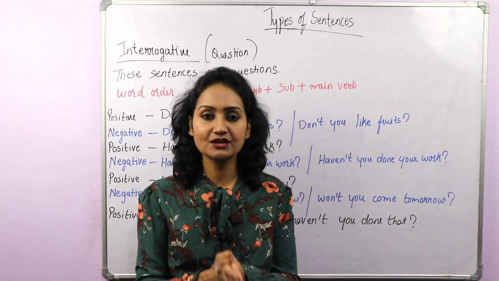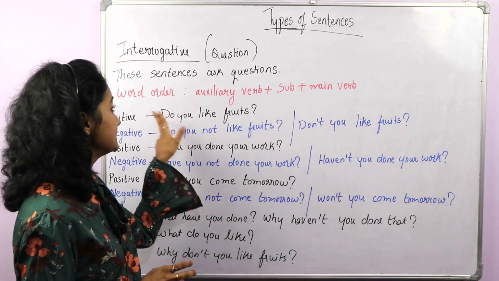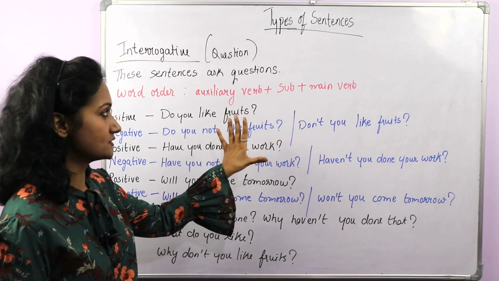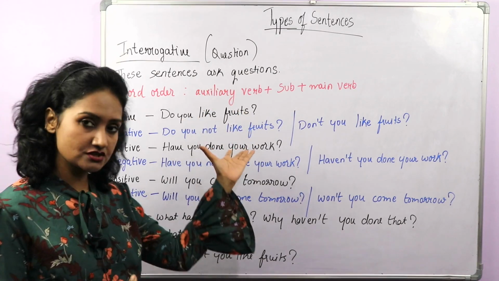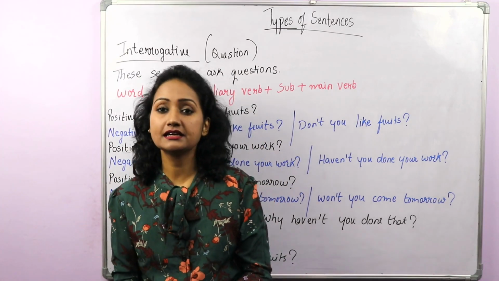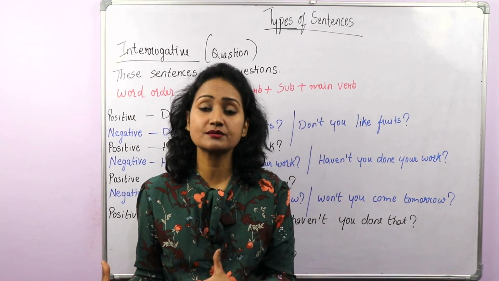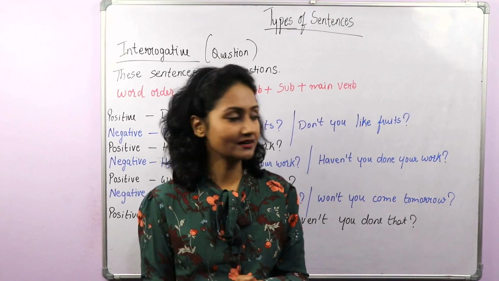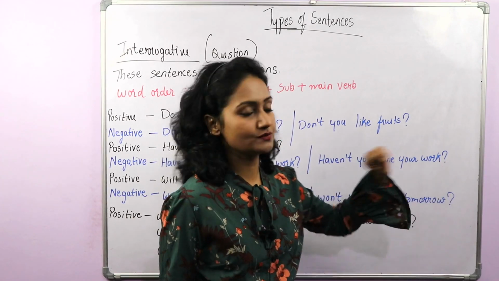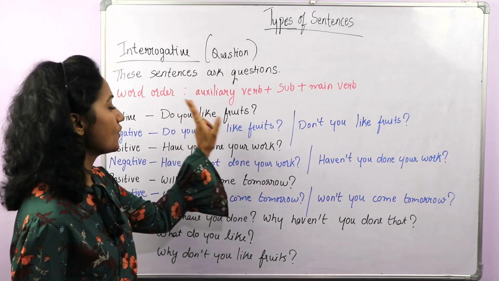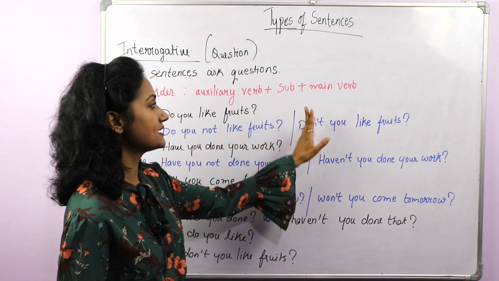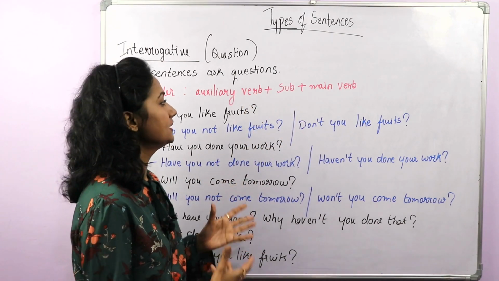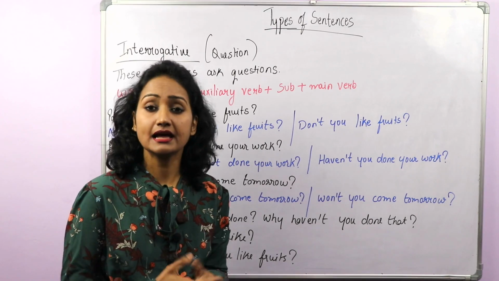Next is interrogative sentences. These sentences ask questions. They are also called question form of sentences. They ask something, they want some information, and they always end with a question mark. So this is a question mark. Word order is auxiliary verb plus subject plus main verb. We all know that auxiliary verbs are helping verbs.